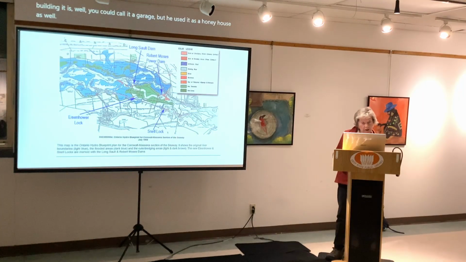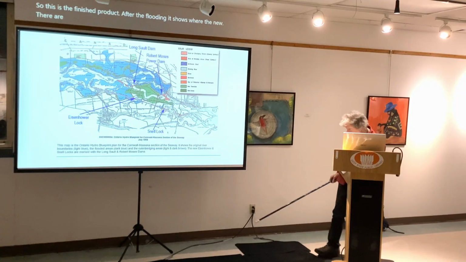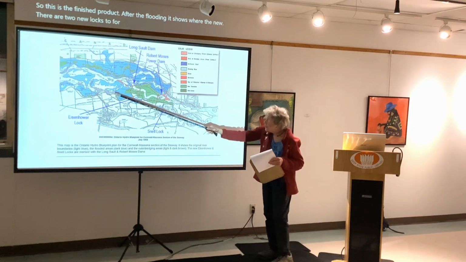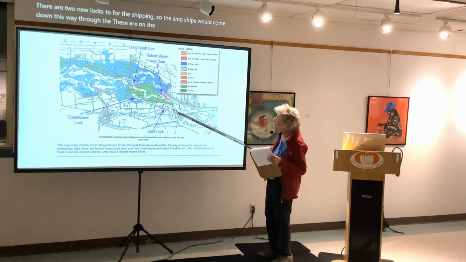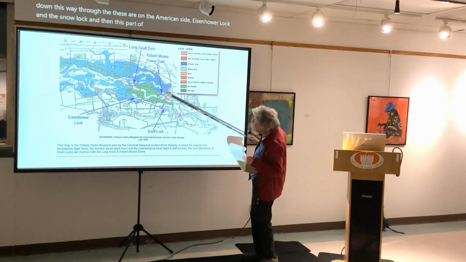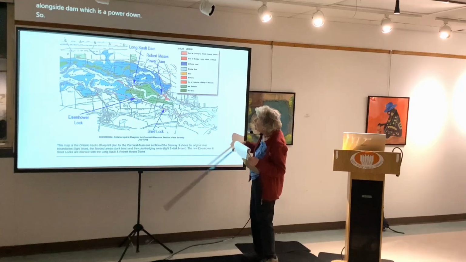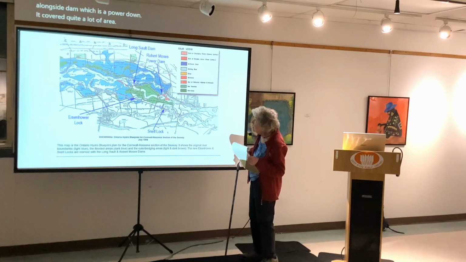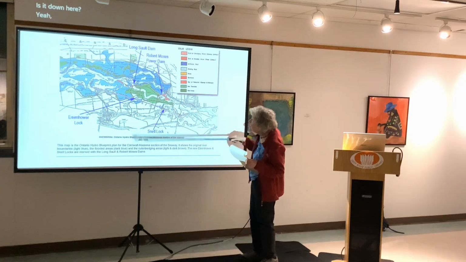So this is the finished product after the flooding. It shows where the new, there are two new locks for the shipping. So the ships would come down this way through these, which are on the American side, Eisenhower Lock and the Snell Lock. And then this part of the river comes in and goes to the Long Sault Dam, which is a power dam. So it covers quite a lot of area. There's the dam here. Yeah, the Long Sault Dam, that was it.